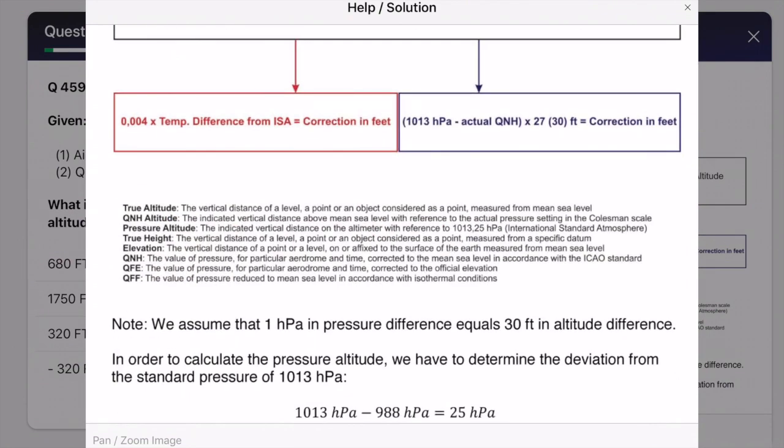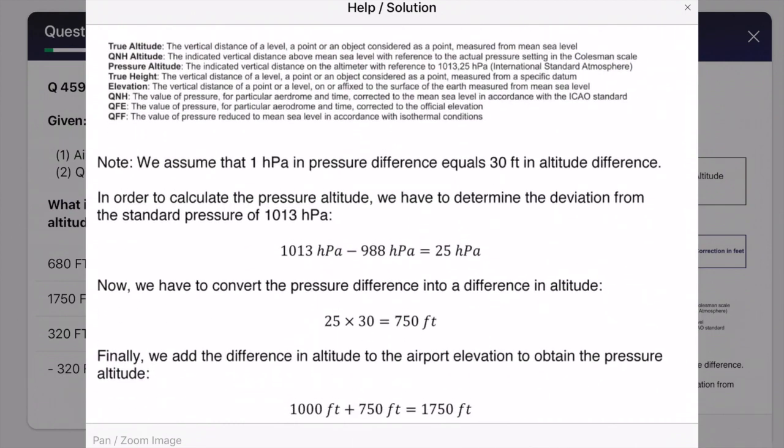So in order to calculate the pressure altitude, we have to determine the deviation from the standard pressure of 1013 hectopascals. We simply assume standard ISO is 1013 hectopascal. Then we subtract our QNH, which is given with 988 hectopascal. This equals 25 hectopascal.